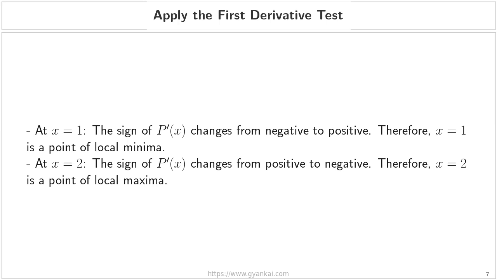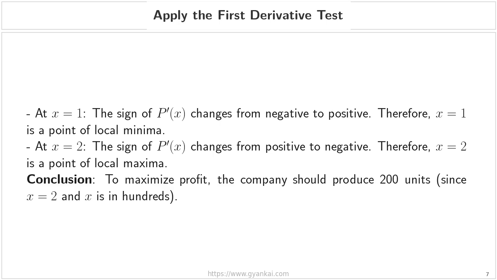Next, let us examine the critical point at x equals 2. Here, the sign of p prime of x changes from positive to negative. This indicates that the function was climbing upwards and has now started to descend, meaning that x equals 2 is a point of local maxima.